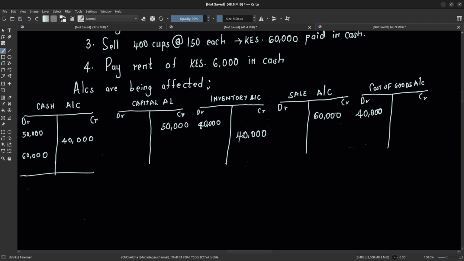No, we've not finished the transaction. Apologies, we had another number 4, which was saying pay rent of Kenyan shillings 6,000 in cash. So you have another account, the rent account. Okay, so you're paying rent of Kenyan shillings in cash.